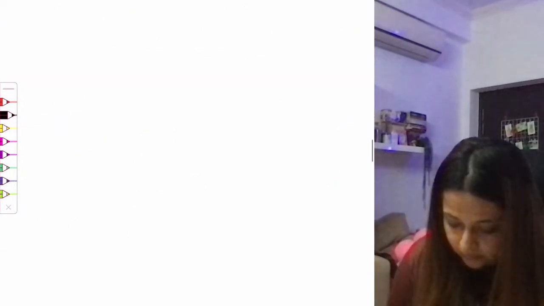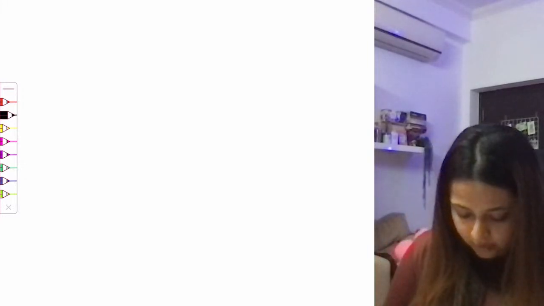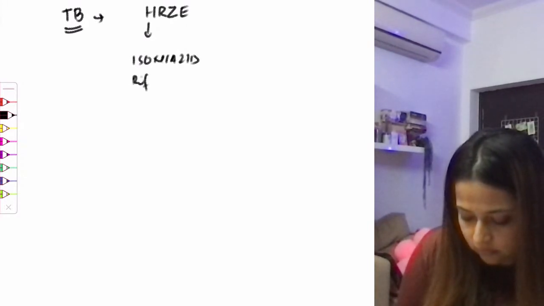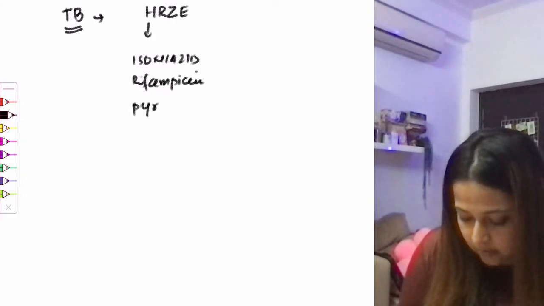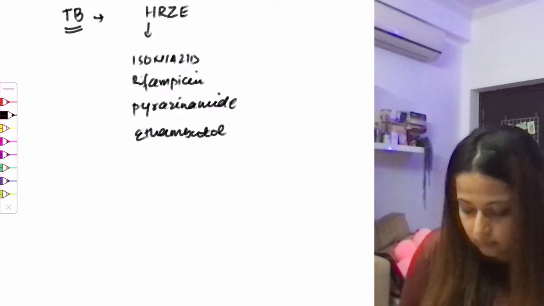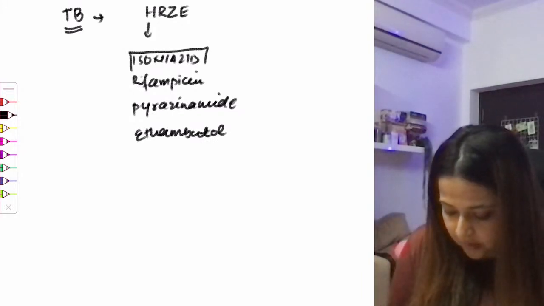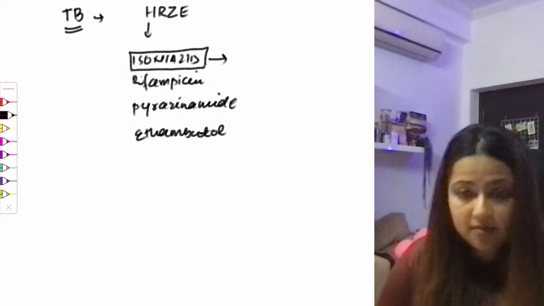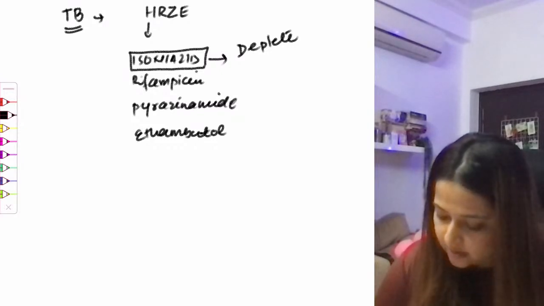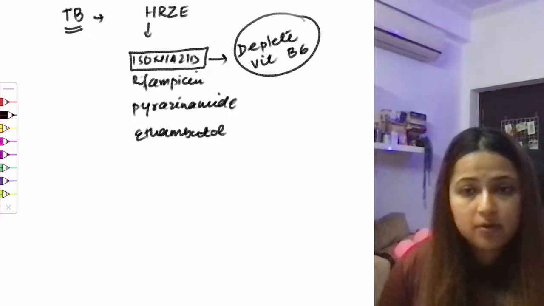Can anyone answer this? Why do you think the patient who is having tuberculosis and is undergoing treatment would be having pellagra-like symptoms? What is the reason? Exactly, Smriti, you gave the right answer. So as you know, in tuberculosis the first line management is HRZE. We have isoniazid, then we have rifampicin, then we have pyrazinamide, then we have ethambutol. These are the first-line drugs for TB. Now, if someone is consuming isoniazid, isoniazid has a propensity to deplete which vitamin levels? Your answer is vitamin B6.